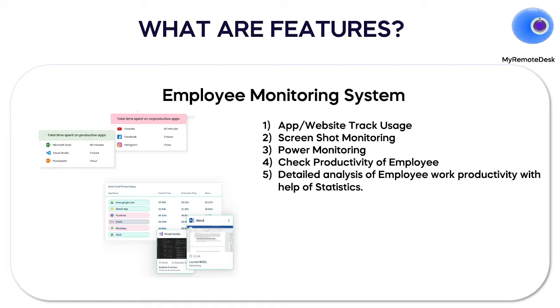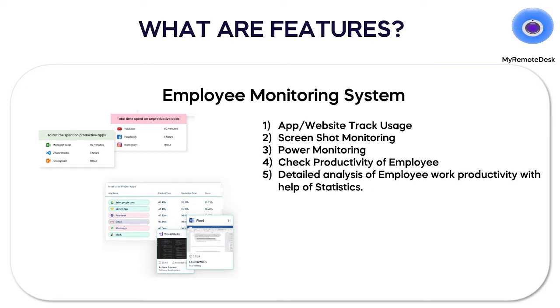She has used it for 4 hours, so it will be marked as 4 hours, and he or she has used Instagram or Facebook for half an hour. So all that chart or pie chart will be made and shown to the organization. And we are also showing the app and track usage pie chart.